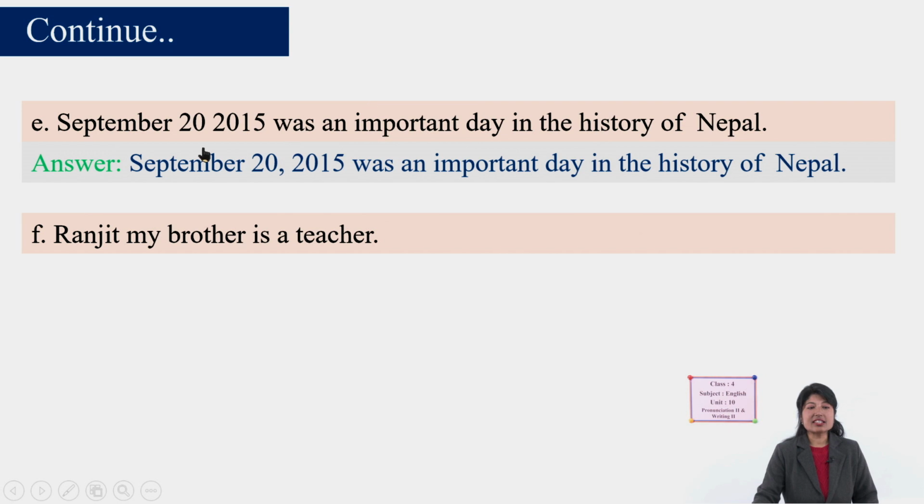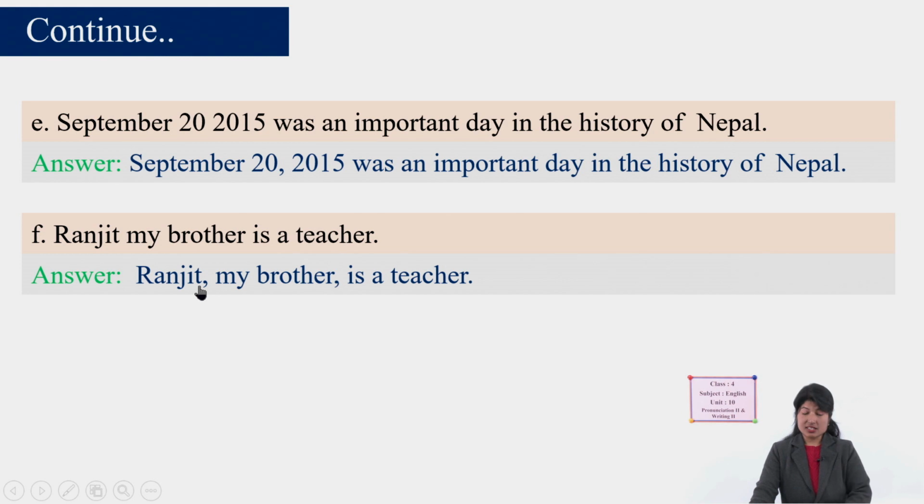Now look at number F. Ranjit, my brother, is a teacher. Okay, now where is the comma required? Ranjit. Okay, Ranjit, my brother, is a teacher. So, two commas are required over here, after Ranjit and after my brother.